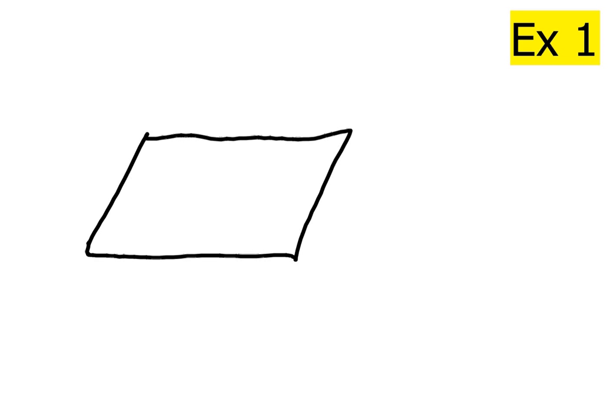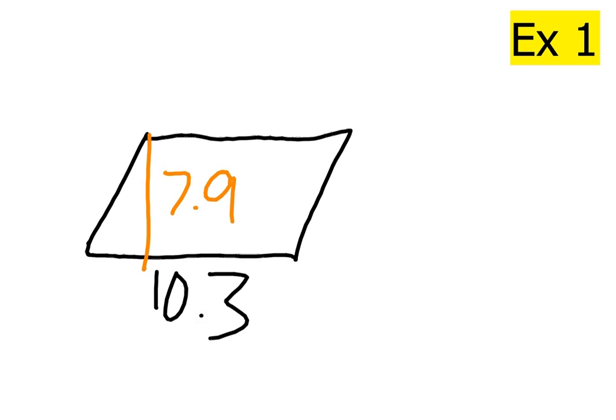Okay, I'm just going to go decimal. So say the bottom is 10.3. Now remember, you have to know the height for these, so I'm just going to go ahead and say the height is, let's see, about 7.9. Remember the formula for this? Just look at your notes. What is it? It's base times height.